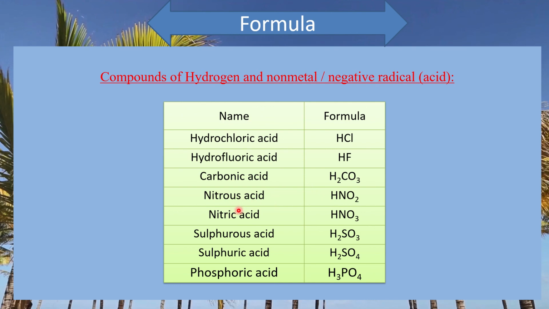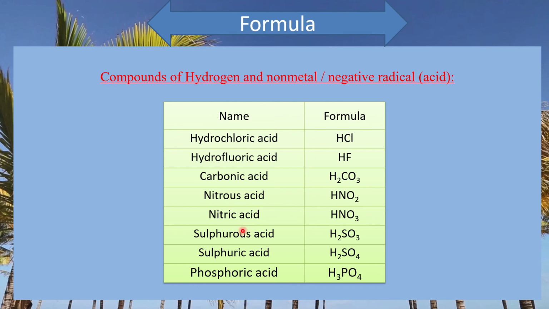Here one thing, look: when the radical is nitrite, it will be nitrous, and when the radical is nitrate, it will be nitric. When the radical sulfite comes, it is named sulfurous, and when the radical sulfate comes, it will be named sulfuric. Here, hydrogen and the nitrite radical, both valencies are 1, HNO2, so it is nitrous acid, and when the radical nitrate comes, hydrogen and nitrate, HNO3, its name is nitric acid.